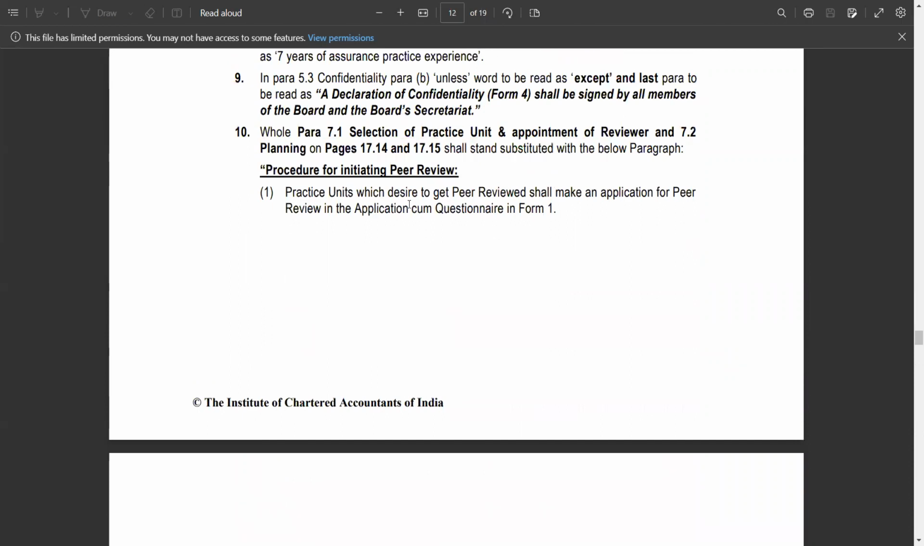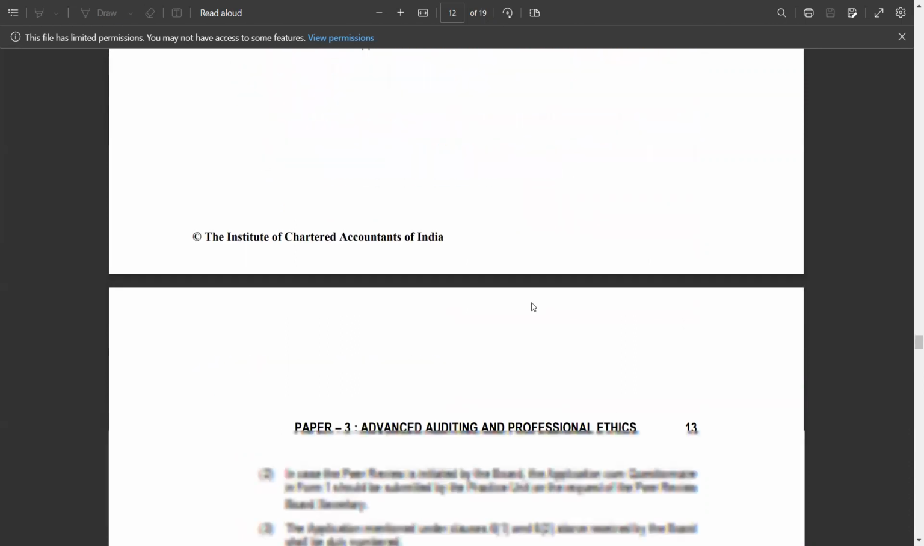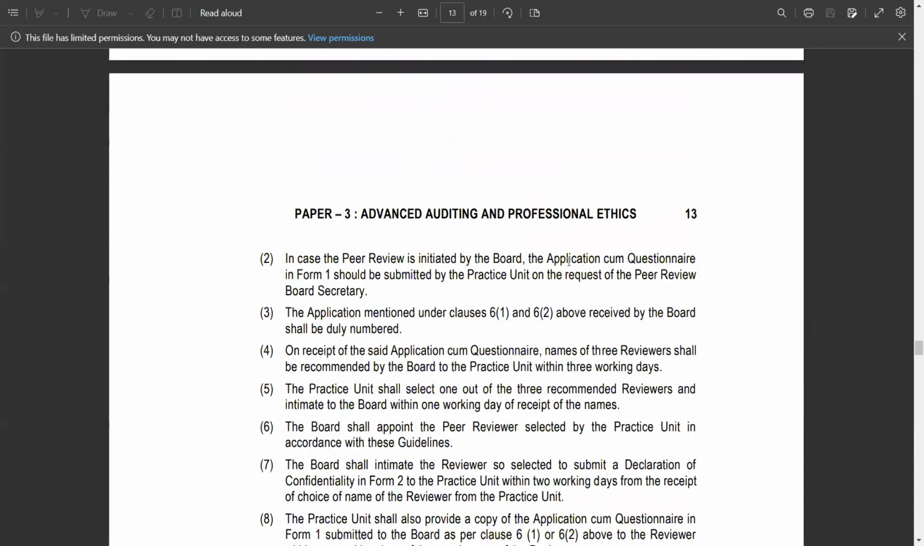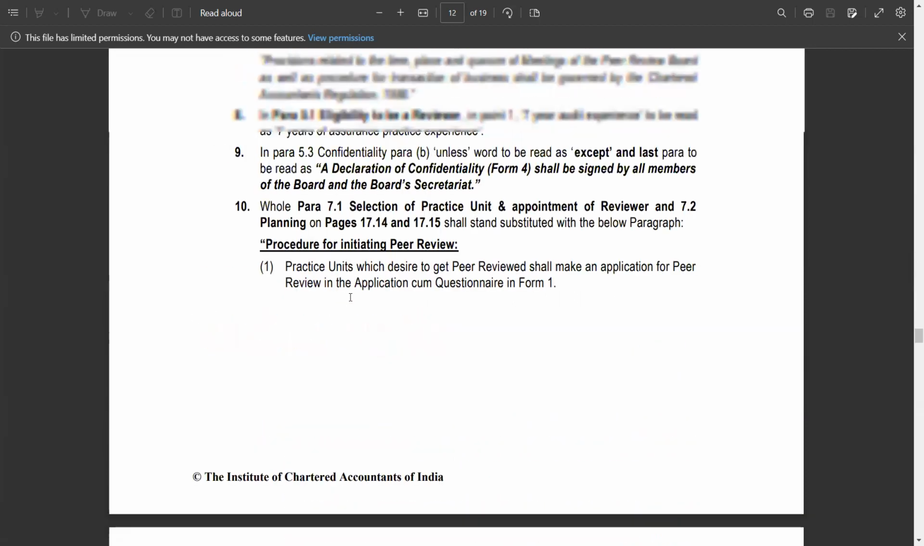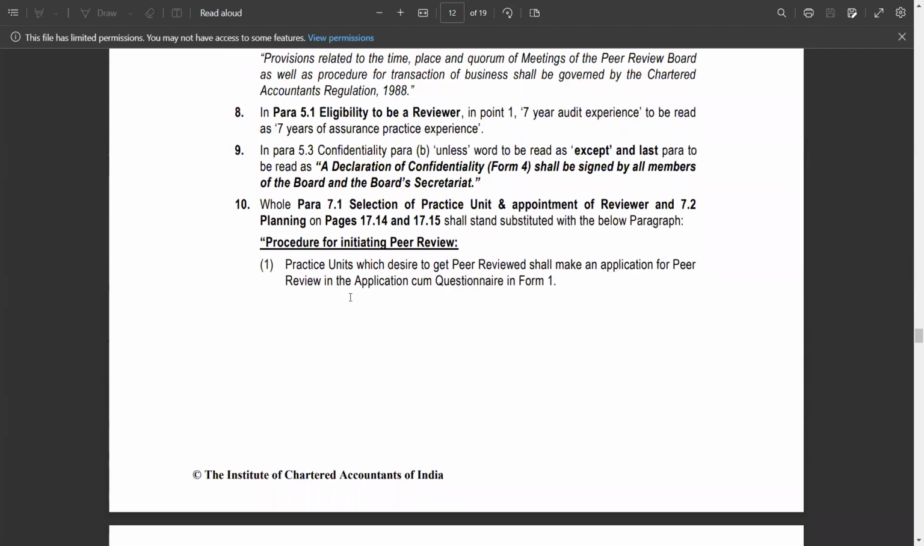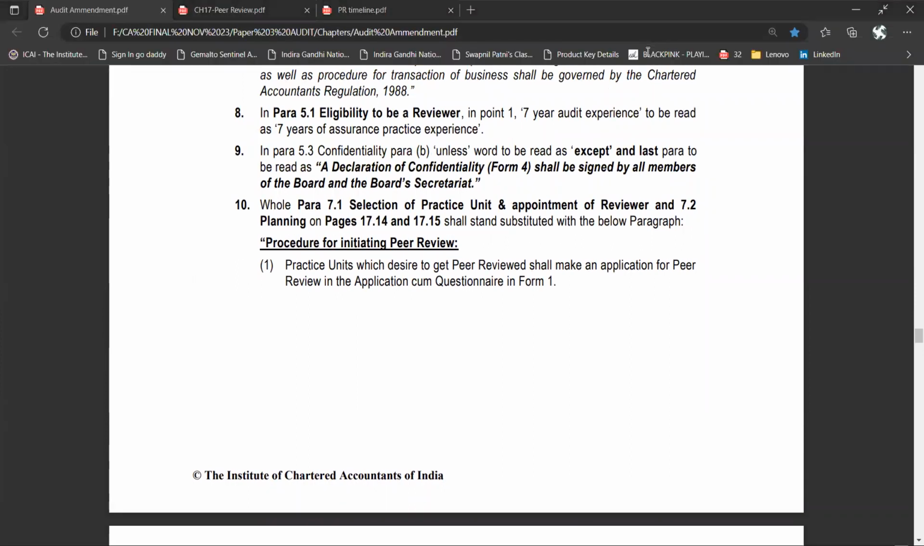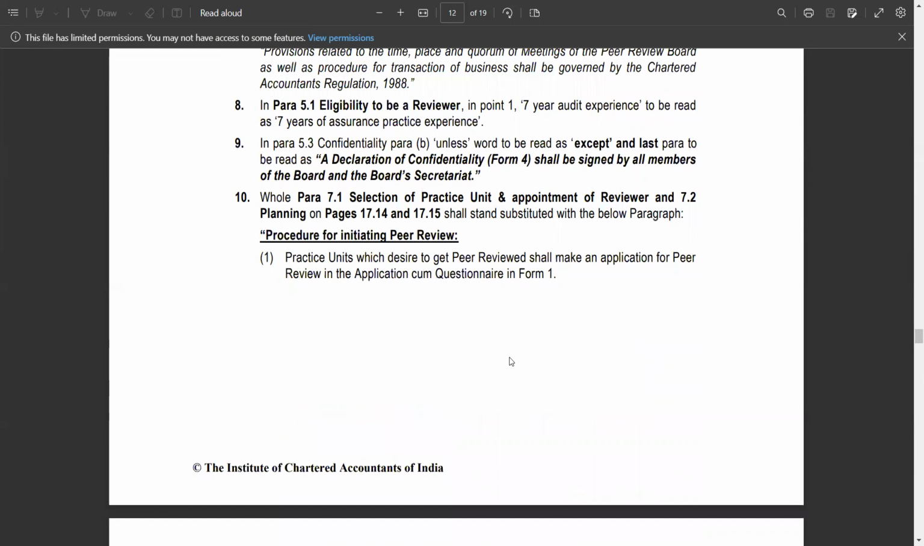So procedure for initiating peer review. Practicing units which decide to get peer review shall make an application in ACQ Form 1. In case peer review is initiated by the board, the application cum questionnaire Form 1 should be submitted by the practicing unit on the request by the peer review board secretary. So if the practicing unit wants to get it reviewed suo motu, it shall file the ACQ Form 1.